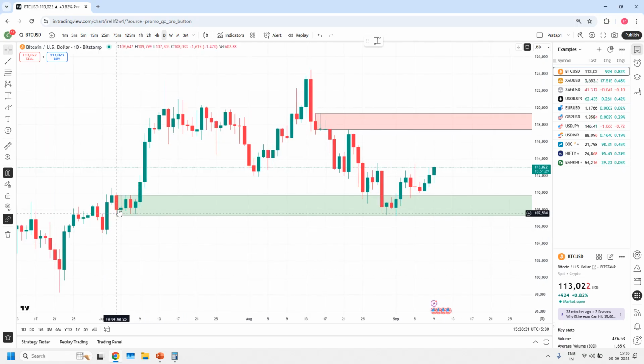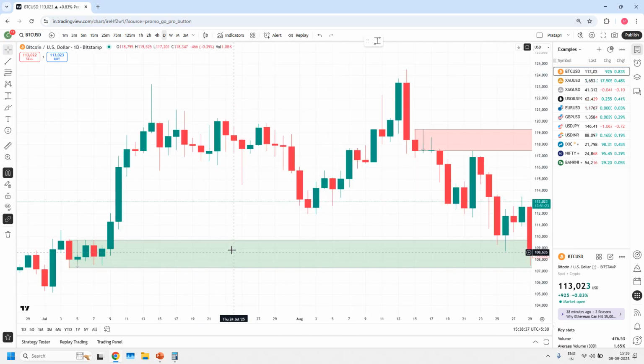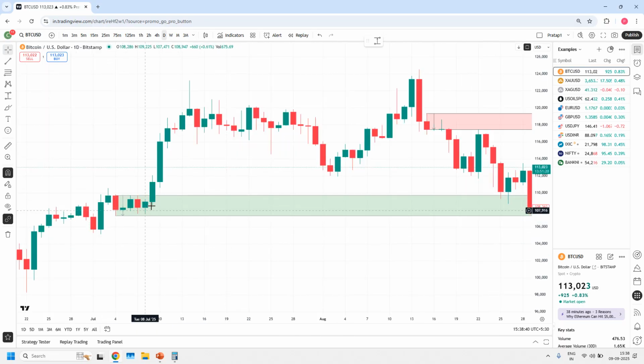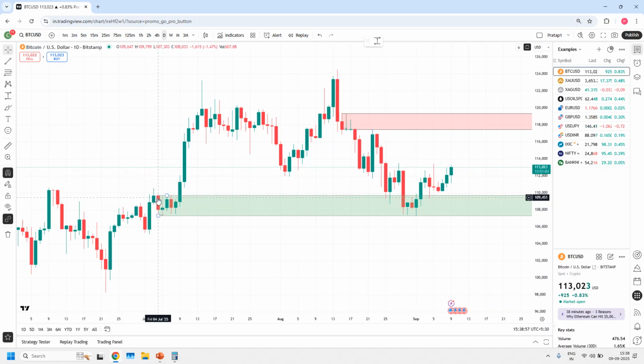So here you have a demand zone. What is the proximal, what is the distal line rule? Distal line in drop base rally: the lowest wick of the drop candles, base candles, and rally candle. So that way we have drawn.